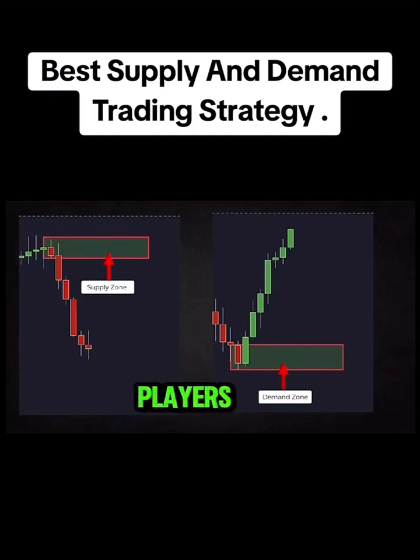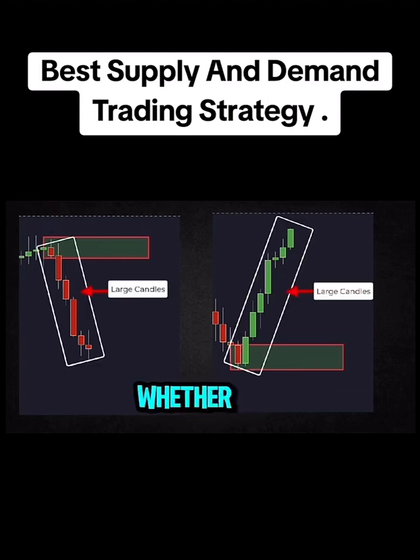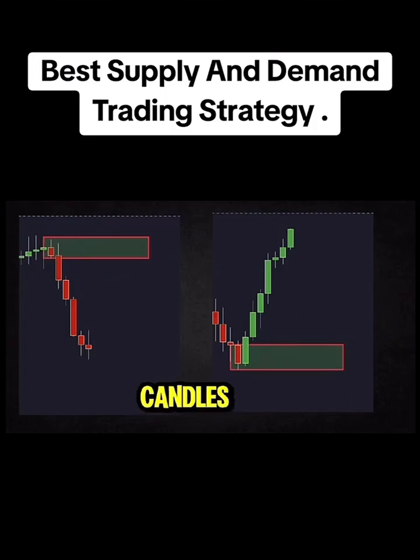These are the zones where big players like banks and financial institutions are stepping in, moving the market in a particular direction. When you see large momentum candles on your chart, whether they're red for selling or green for buying, it's a sign that these big players are at work. These momentum candles show us where the smart money is, and that's exactly where we want to be.